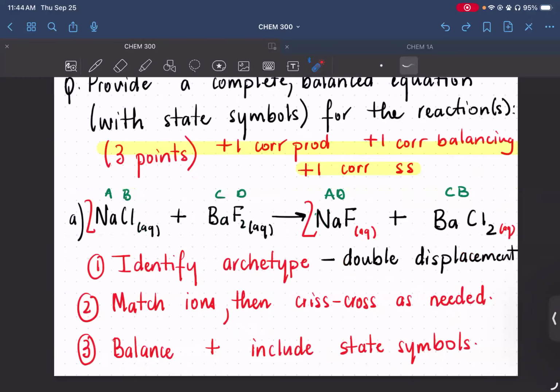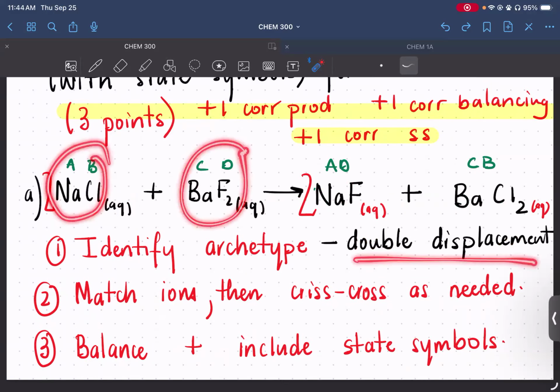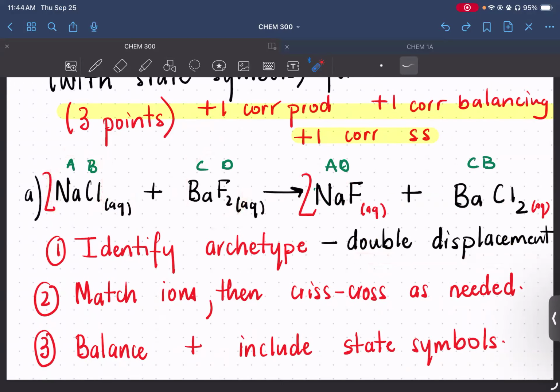Now, to predict the products of a reaction, there are steps to be followed in order. The first thing we're going to do is identify archetype. In this case, we quickly recognize that we were dealing with two chemical compounds, AB plus CD. That's what tells us this will be a double displacement. Based on the archetype, we're then going to match ions, then crisscross if needed.